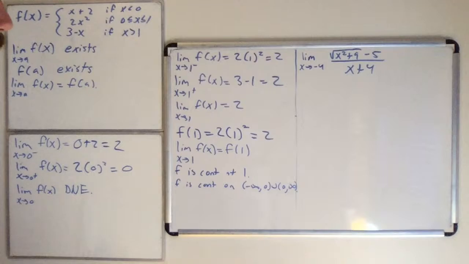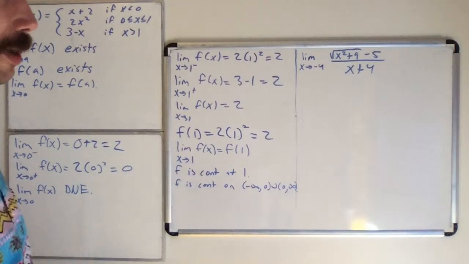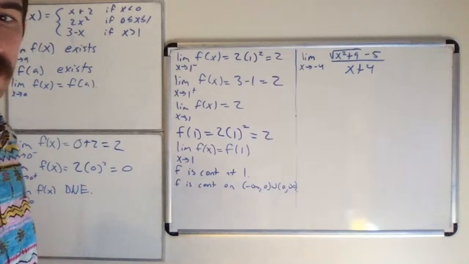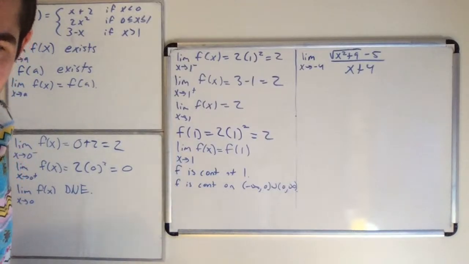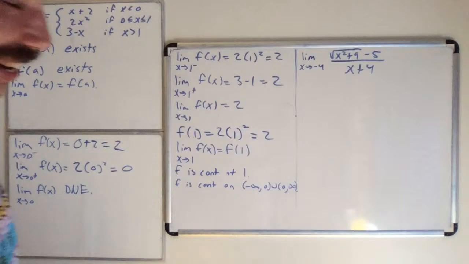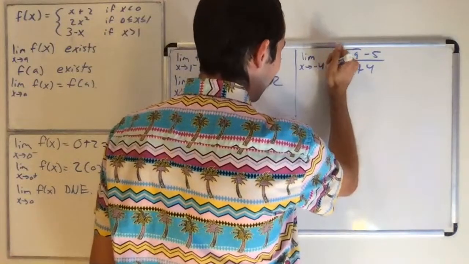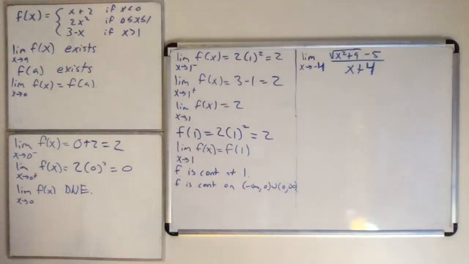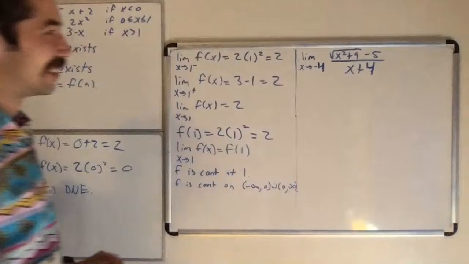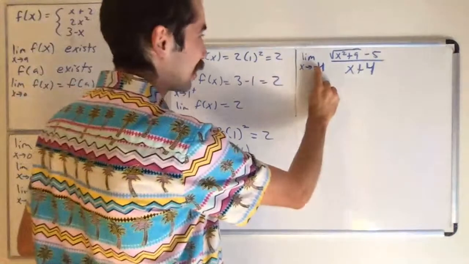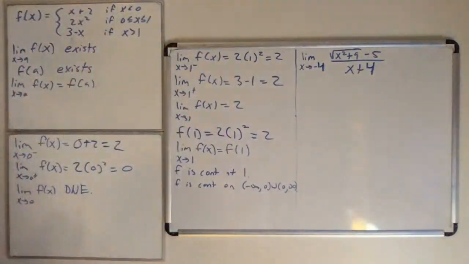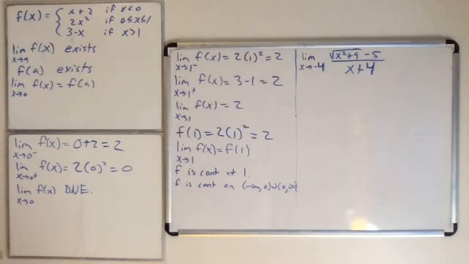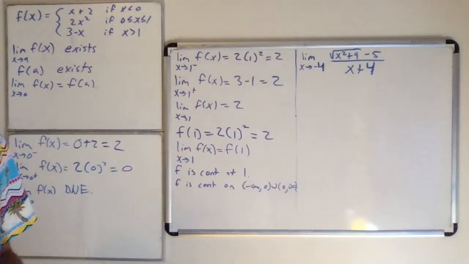Evaluate the limit as x goes to negative 4 of the square root of x squared plus 9 minus 5 over x plus 4. Those are 4s? Yeah. And then this is a 9. Okay, how do we go about solving this? This question is not just aimed at Will. Anybody here? How would we go about solving this question?